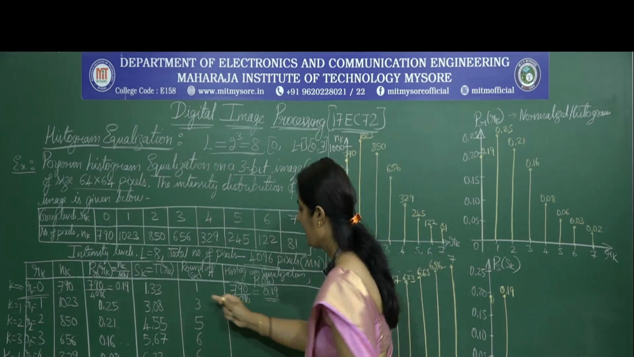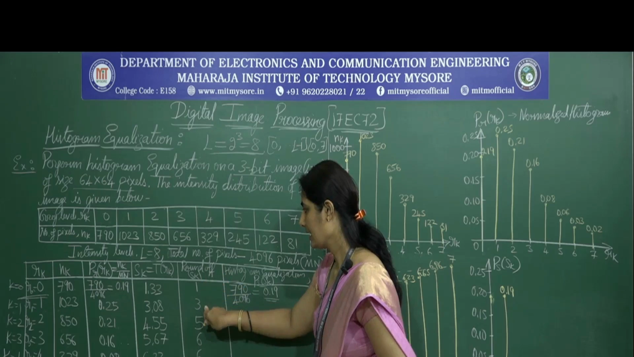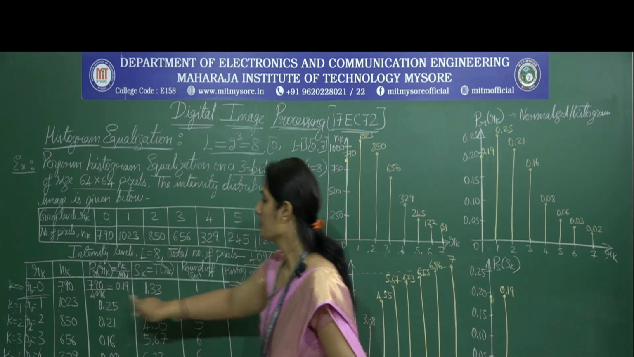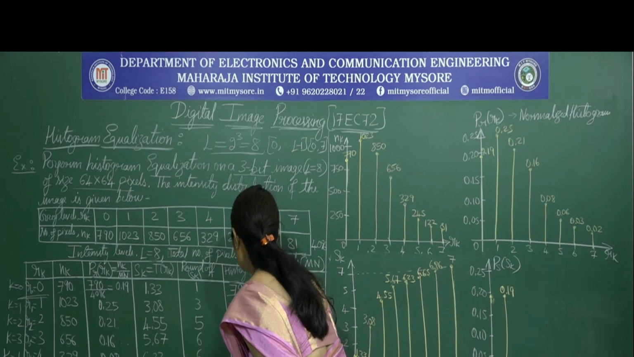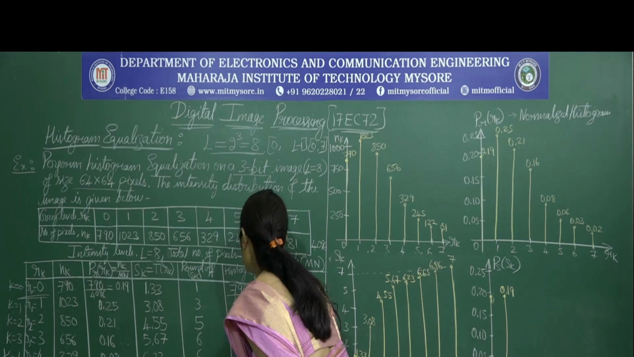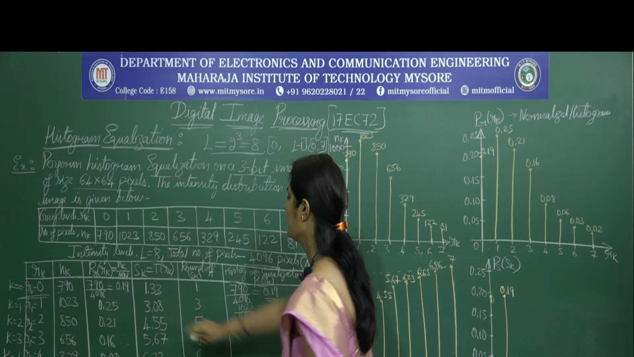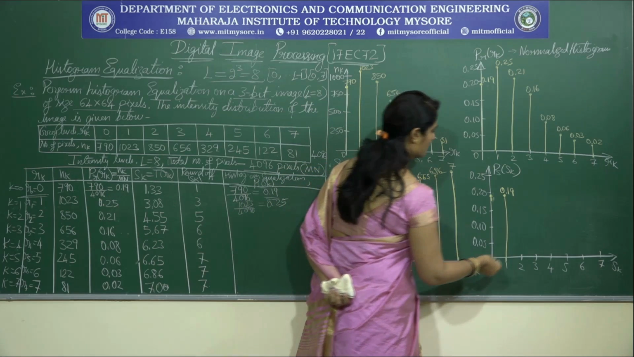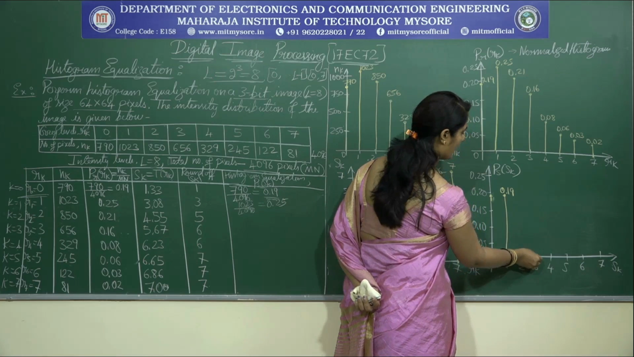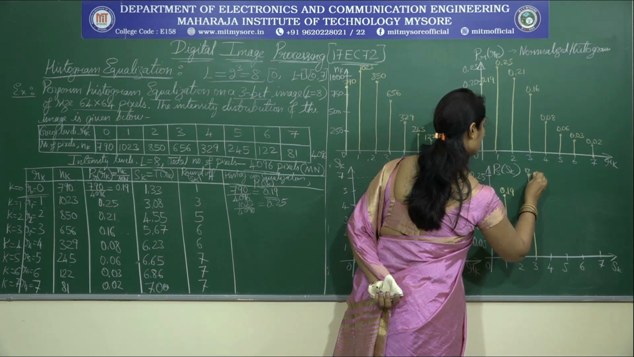0.19. When Sk is equal to 3, now look at this column. When Sk is equal to 3, the output probability density function is 1023 divided by the total number of pixels, which is nothing but 0.25. So when Sk is equal to 3, the amplitude is 0.25.